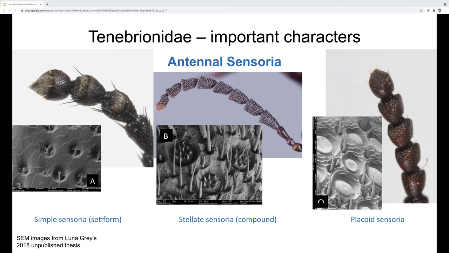And the third type, which is much more rare among Tenebrionids, are these placoid sensoria. And this seems to be a further specialization. Taxa that have these also have stellate sensoria, but they have these little flat discs in the middle of the depressions. And you can see they're placed apically on these subterminal antennomeres. And so this is where you want to come in and look under a microscope to see if they're there.